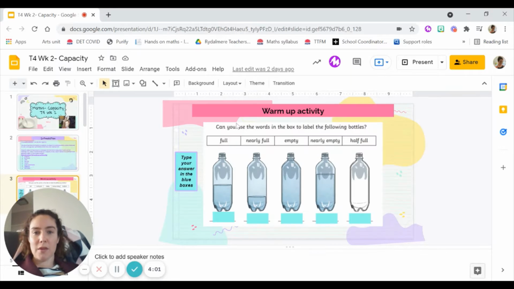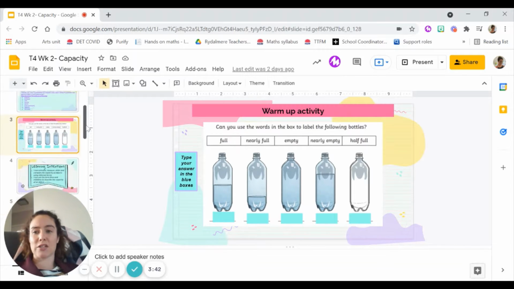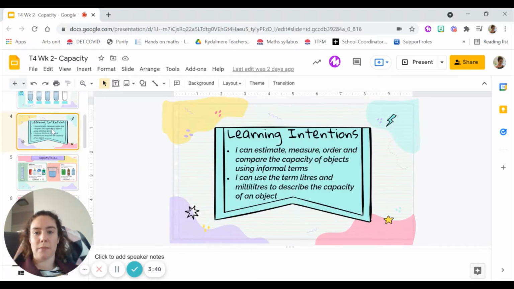So this is our warm-up activity for today. Can you use the words in the box to label the following bottles? So type your answer in the blue boxes below here. Full, nearly empty, and half full. So those are some of the words you probably used in stage 1 when learning about capacity, and that's just like a little warm-up, a reminder.